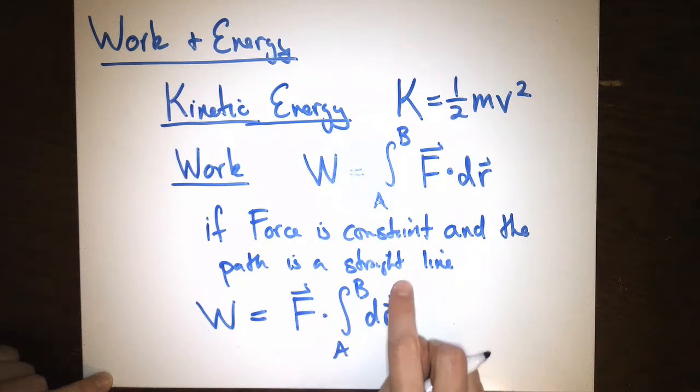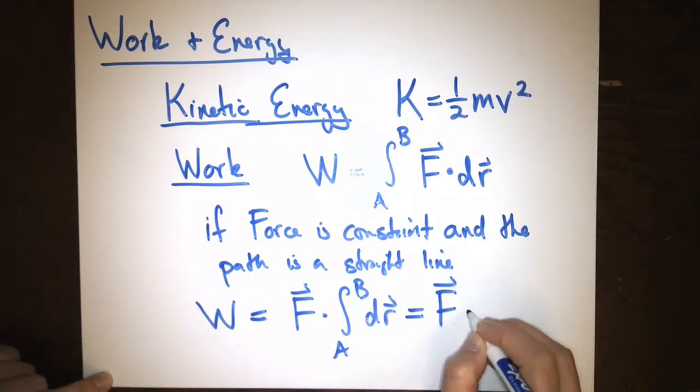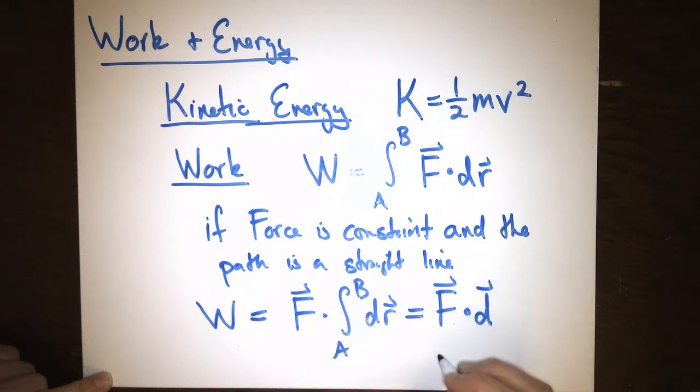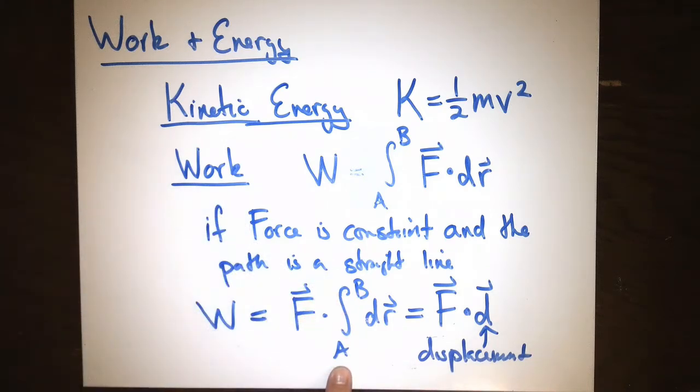But if it's a straight line, then if we integrate over this path between these two points, it's just going to be the displacement, or the change in position. We'll call that D. Displacement, that's what D stands for. And that is just the length of the path from point A to point B.